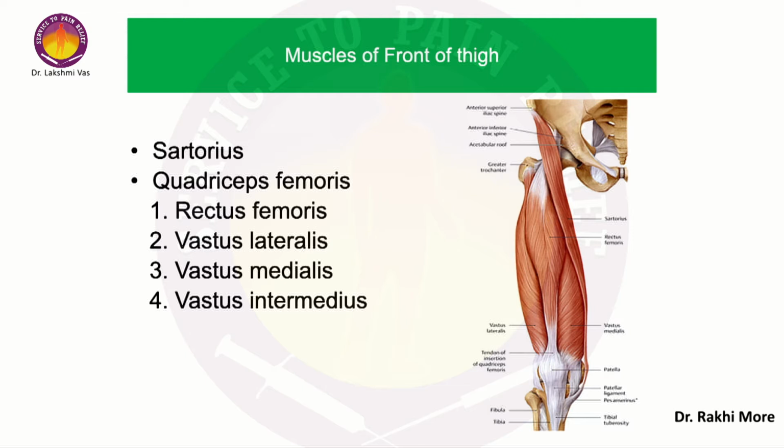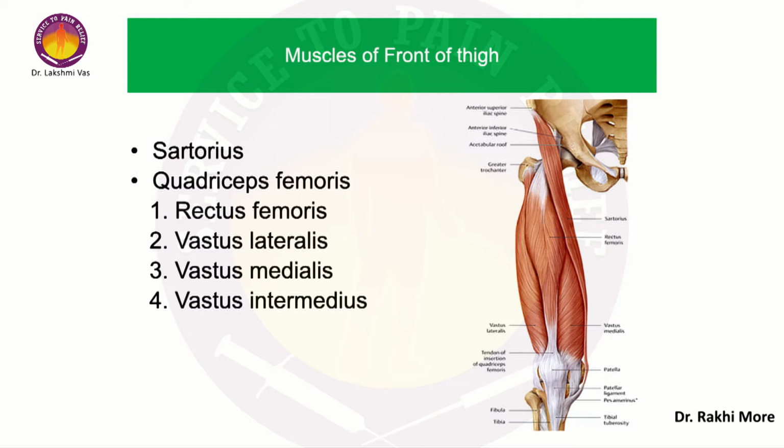Now, as we know that the thigh is divided into different compartments, so the lower limb is all divided into different compartments. In the thigh, we have the anterior compartment, that is the extensor compartment, the medial compartment, that is the adductor compartment, and the posterior compartment, that is the flexor compartment. Now we are just going to see the muscle anatomy, so I'll show you the muscles.